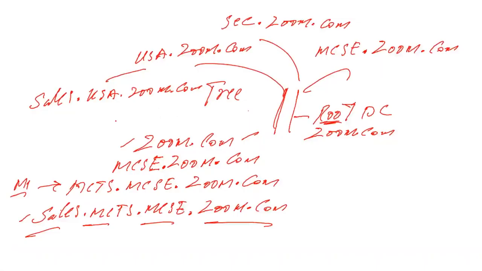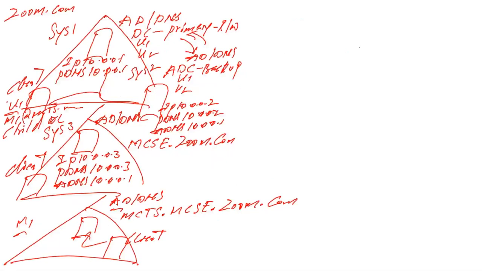So you can see in my network we already have a tree. This is called a single tree. Zoom.com is called the parent server, the root server also, and MCSC.zoom.com is called the child domain. MCTS.mcsc.zoom.com is called what here? Grandchild domain. So we have a number of domains, and these subdomains fall under the parent.